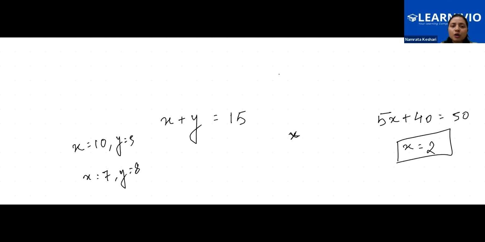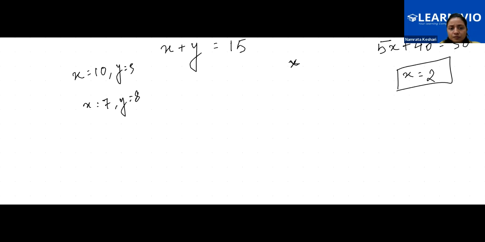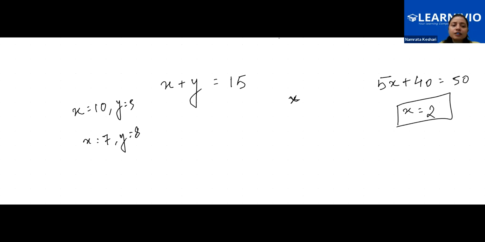What can be the next possible value of x and y? Anything? 14 and 1. Exactly. 14 and 1. This is also one of the possible values of x and y. What else can be the possible value of x and y? 9 and 6. 9 and 6. So how many possible values are we having?